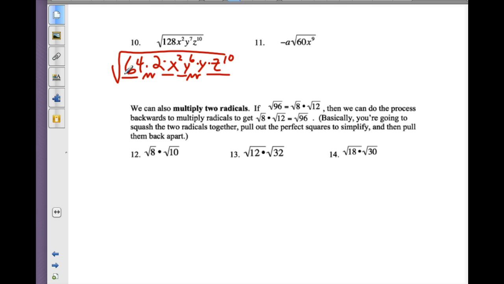Let's go, Kev. We got a lot to do. 8xy cubed z to the 5th radical 2y. Done. Genius. Okay, 8xy cubed z to the 5th radical 2y.